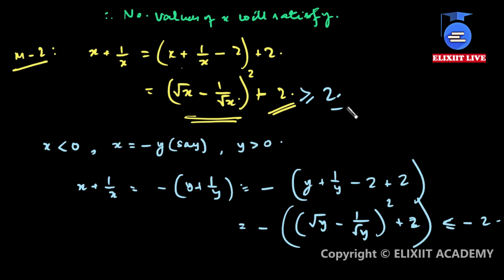But in this case, here we have a negative sign, right? To balance this negative sign, the orientation of the inequality will change and this will become -2. The maximum value in this case will be -2. Okay, if x is negative, but generally this proof is sufficient. This was a special case I am showing you.